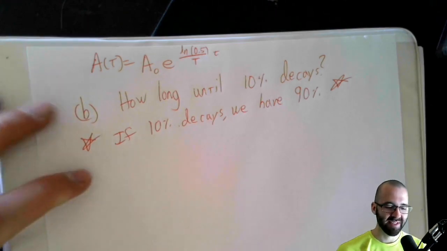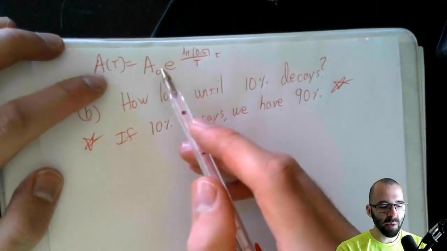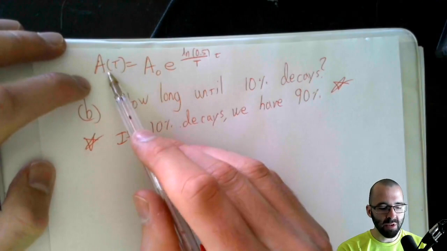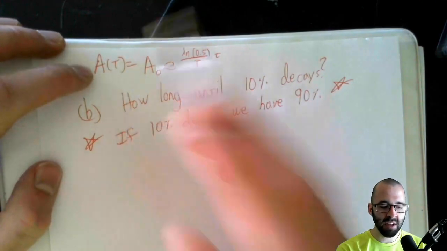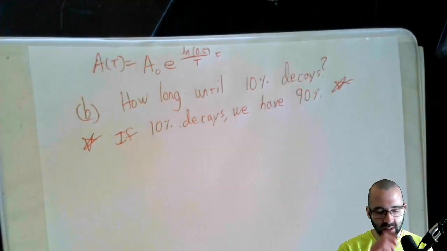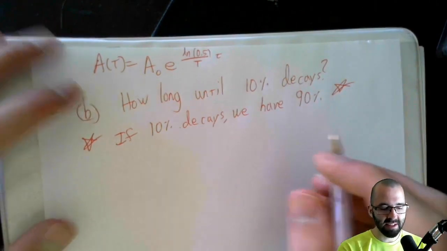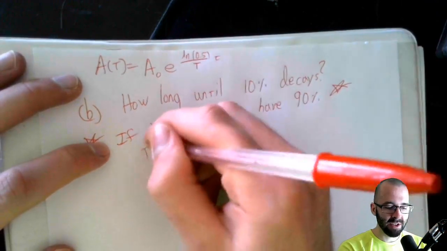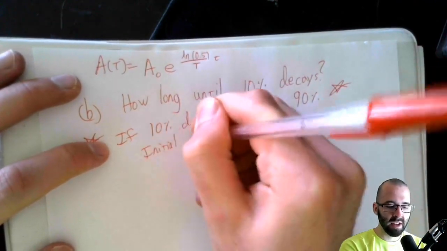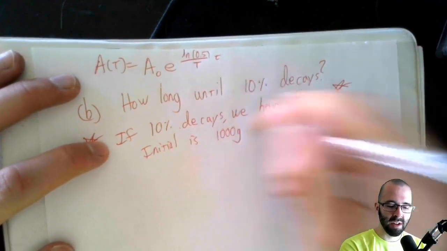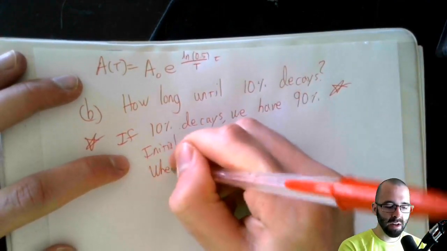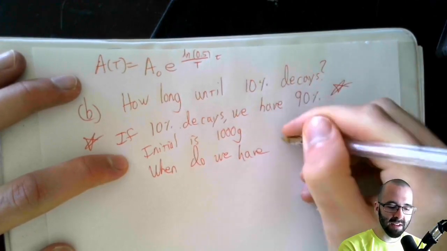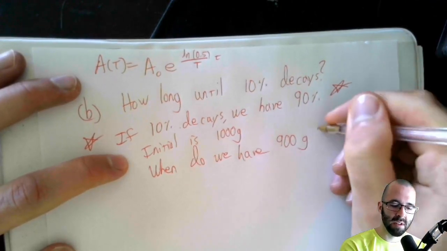Yeah, maybe I lied. Okay, so if you wanted to put this as 2,000 grams again, or 1,000 grams, and if you wanted to put this as 90% of that, you could, but there's a little shortcut you can also take. Let's not take shortcuts right now, though. So again, initial is 1,000 grams, and we're curious about when we have 90% of that. That's 900 grams.